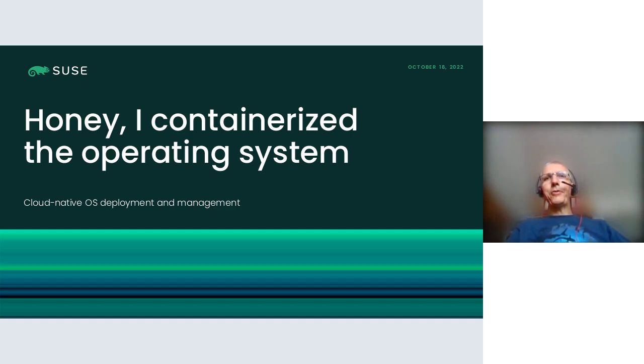I am Klaus Kämpf. I'm a senior project manager currently in the container group, especially doing Elemental Kubeborn, which is a security policy framework, and Epinio, which is a PaaS replacement. But today I will talk about what we do in the OS space and how to make the operating system more Kubernetes-like, so to speak.